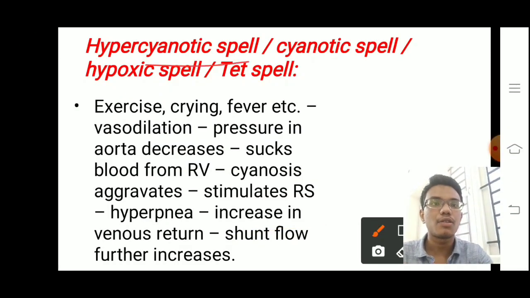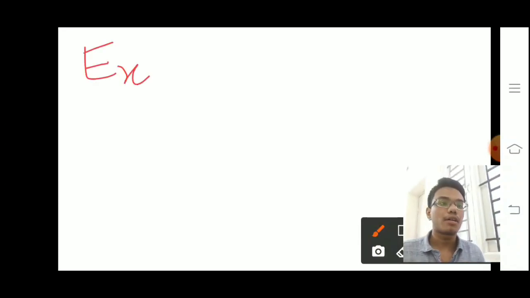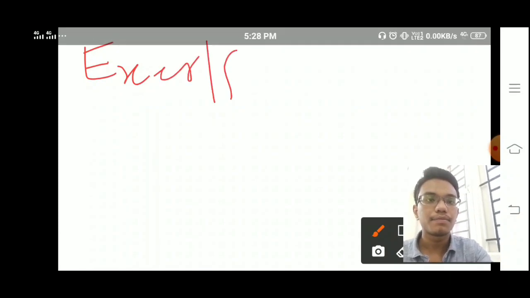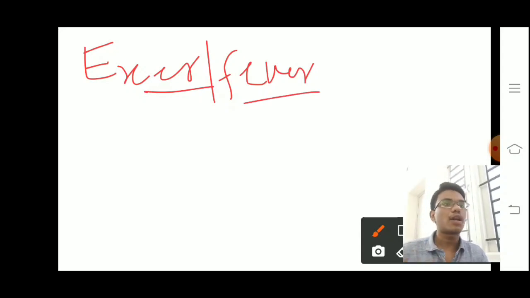What is hypercyanotic spell, cyanotic spell, hypoxic spell or the tet spell? 4 names equal the same thing. Okay. Imagine a child who is having tetralogy of Fallot. Now what he does is, due to some reason, he is developing systemic vasodilation. Like in case of exercise, if he is playing a lot, or if he develops fever, in this exercise and fever, what happens?